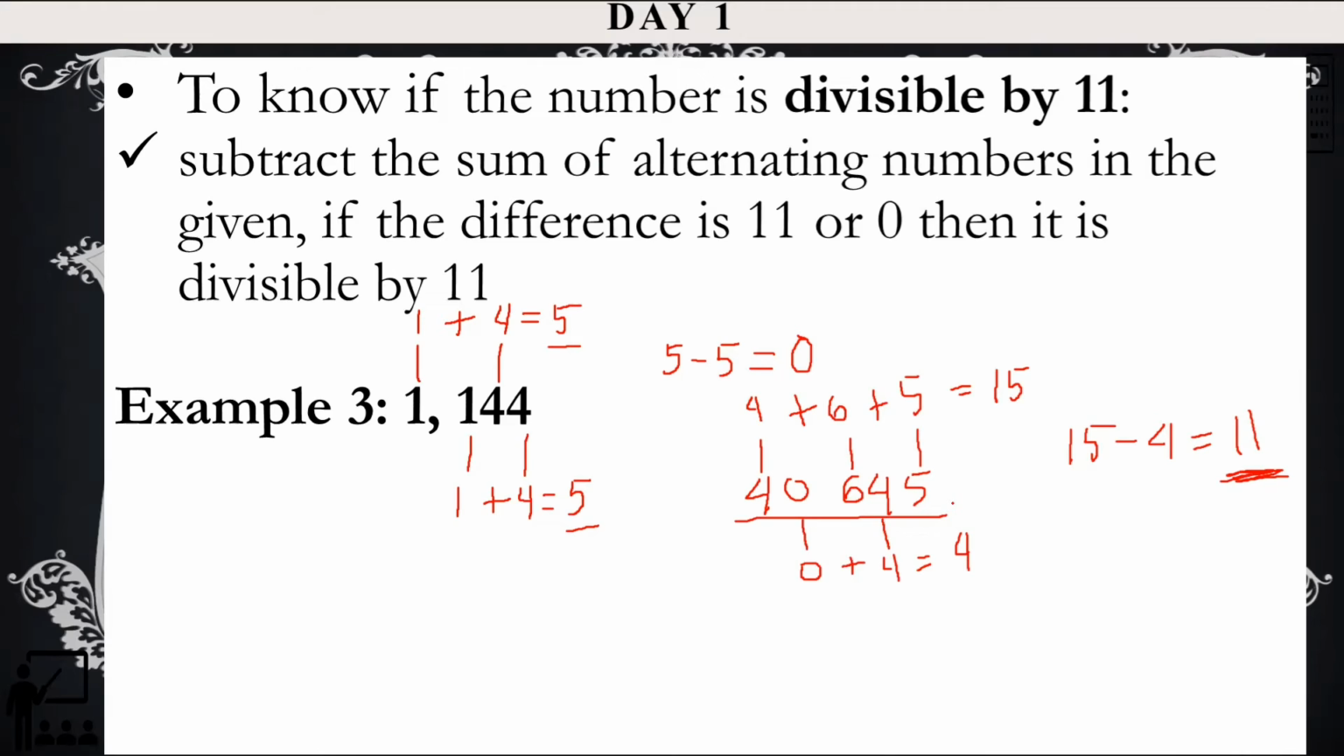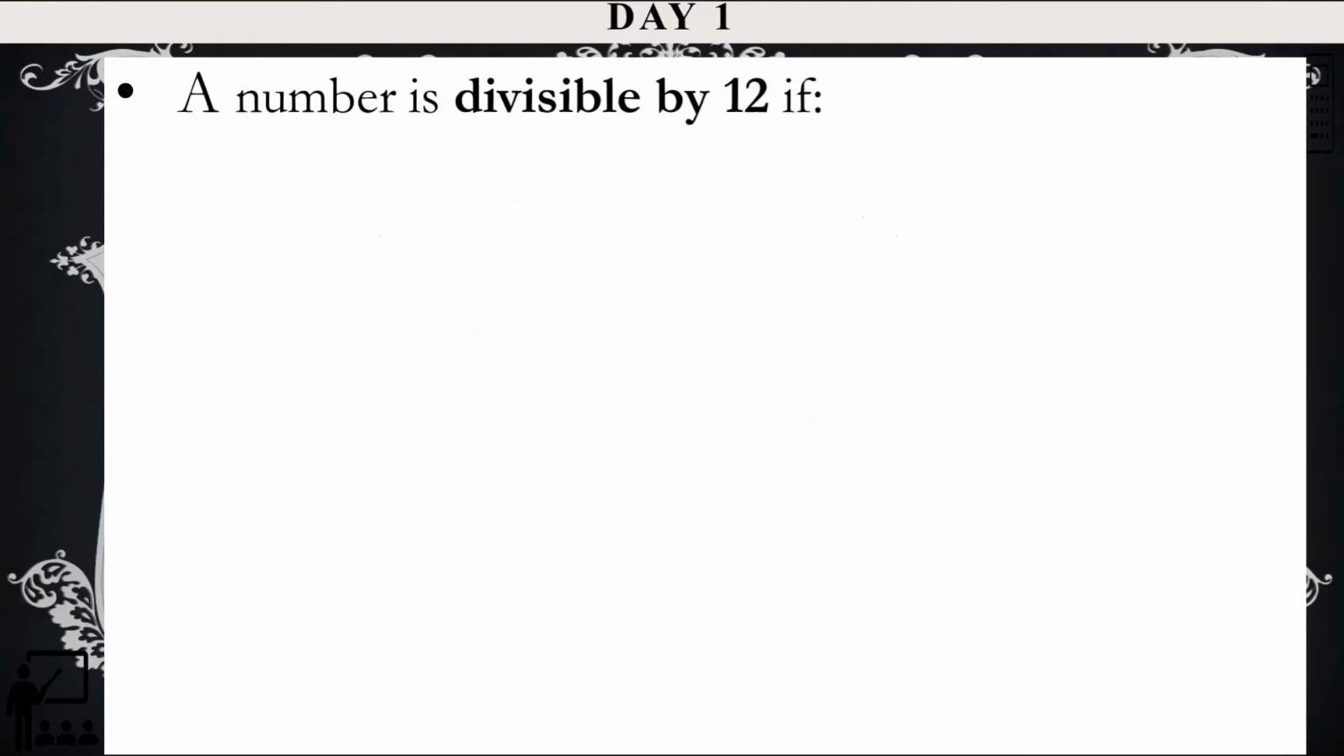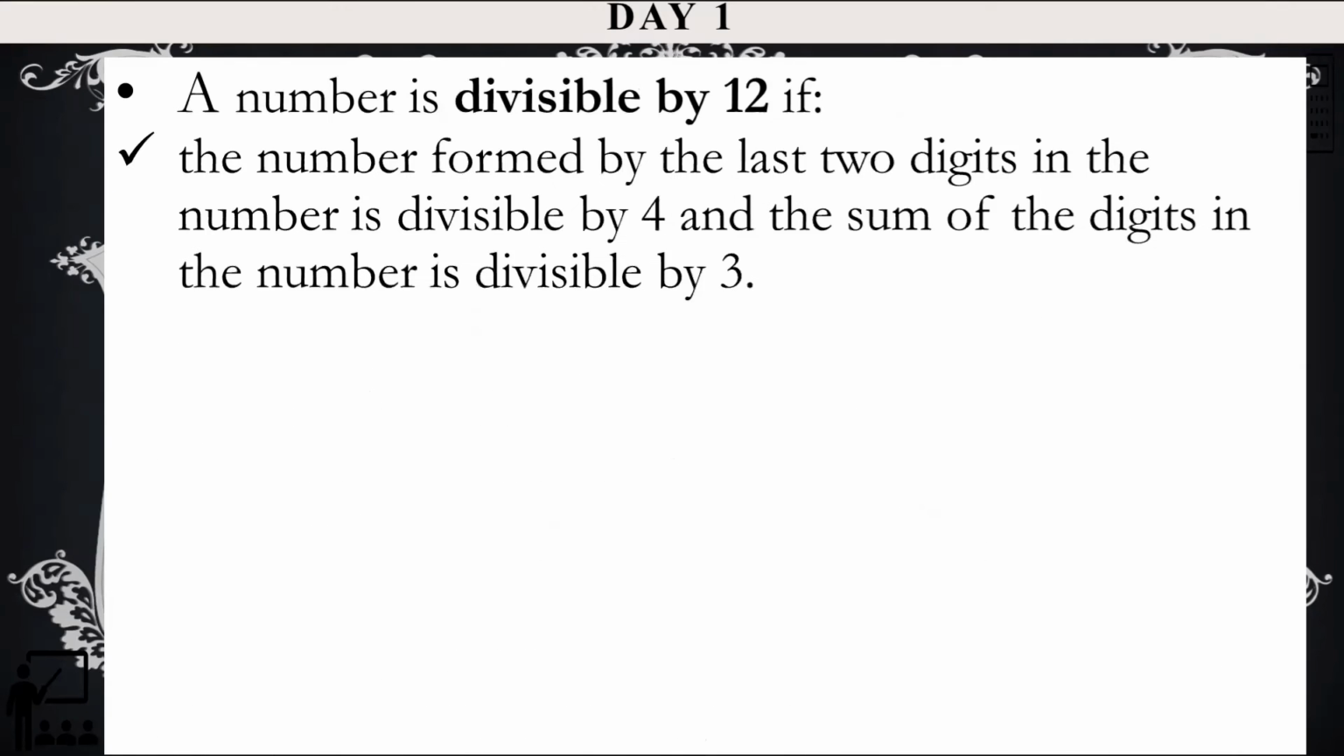So, next natin is the divisibility of 12. So, how are we going to identify if the number is divisible by 12? So, first is the number formed by the last two digits in a number is divisible by 4. And the sum of the digits in the number is divisible by 3. So, para malaman natin if a number is divisible by 12, dapat divisible siya both 4 and 3. So, how are we going to check it? So, let's have an example.